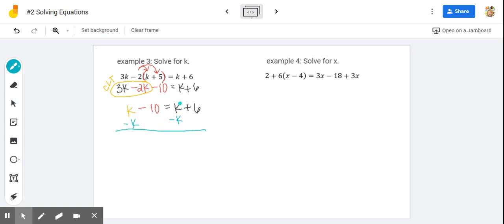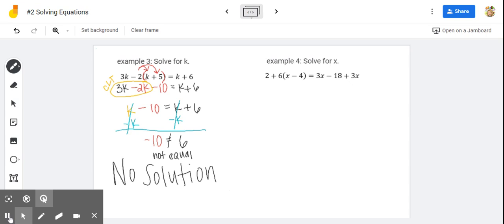Now, if I take away that k on both sides, there are no k's left, leaving us negative 10 equals 6. Now, guys, truly, is negative 10 equal to the number 6? No, it's not. Those guys are not equal, which means this is not an infinite number of solutions. This is literally no solution. So no solution for this guy because negative 10 will never equal positive 6.